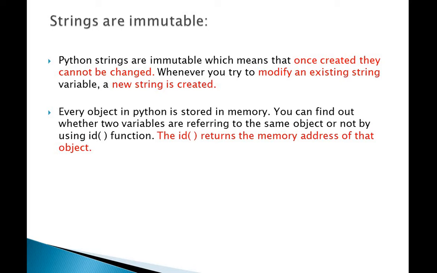This will be demonstrated using one library function. The name of the function is id. Every object in Python is stored in memory. You can find out whether two variables are referring to the same object or not by using id function. The id returns the memory address of that object. Whenever we create an object, it is assigned a location in a memory. We will check the address of that memory location using id function.